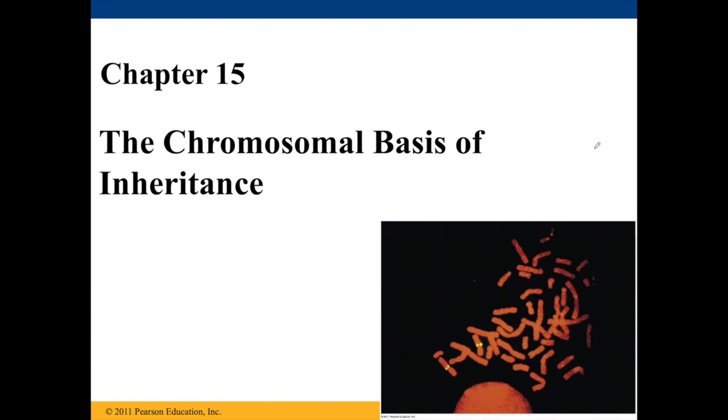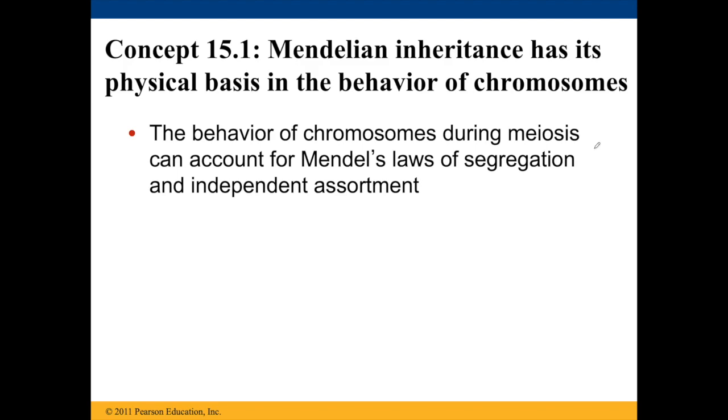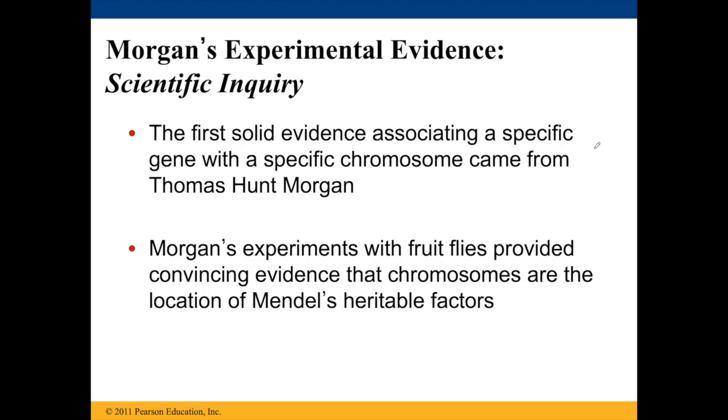However, today we do know about chromosomes, so we need to learn some details about genetics as it pertains to the chromosomes in particular. So although Mendel did not know about chromosomes, chromosomes explain the results he got. So the behavior of chromosomes during meiosis account for Mendel's laws of segregation and independent assortment. But the first solid evidence associating a specific gene with a specific chromosome came from another scientist called Thomas Hunt Morgan.